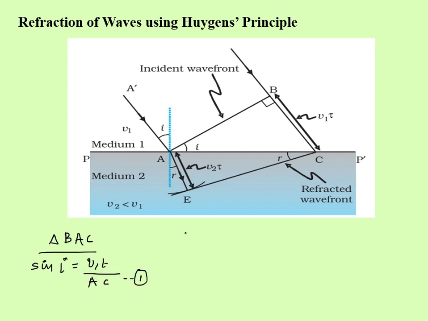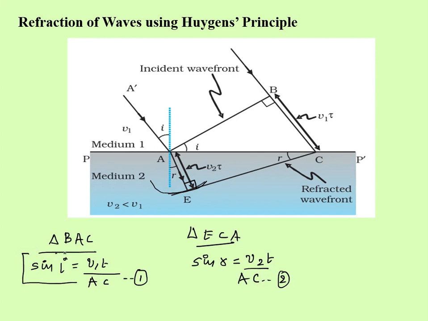This is equation 1, simple sine. Now take triangle ECA. Again apply sine. This makes r, the angle of refraction, sin r. The opposite of r is V2 into t, upon the hypotenuse. See, this is the ray, this is the wave, these two are perpendicular, and AC is the hypotenuse. This is equation 2. So we get equation 1 for the angle of incidence and equation 2 for the angle of refraction. Now take the ratio, 1 upon 2.